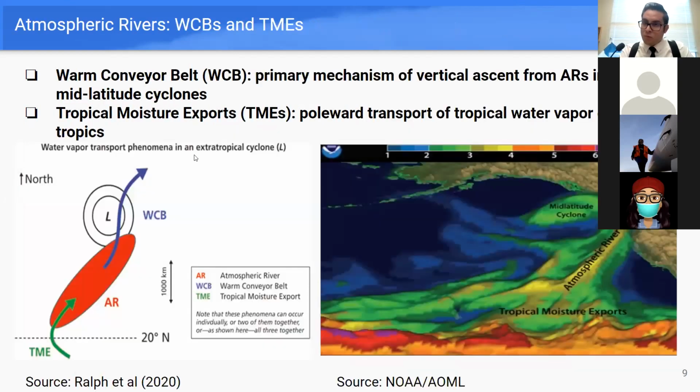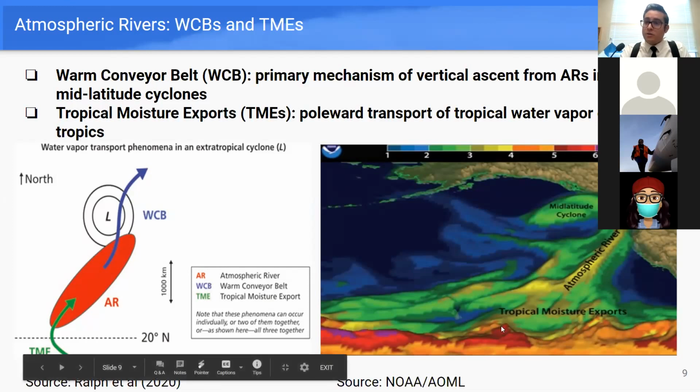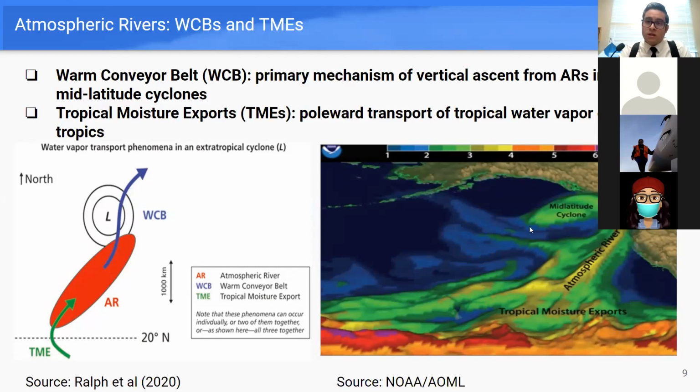So one of the most important questions about atmospheric rivers would be: where is moisture sourced and where does it end? Where does it start and where does it end? So we have here a schematic of the water vapor of an atmospheric river, and we have the tropical moisture here, and we have something called the WCB. Well, the WCB, the warm conveyor belt, is supposedly the primary mechanism of vertical ascent from ARs into mid-latitude cyclones, and this is a mid-latitude cyclone.